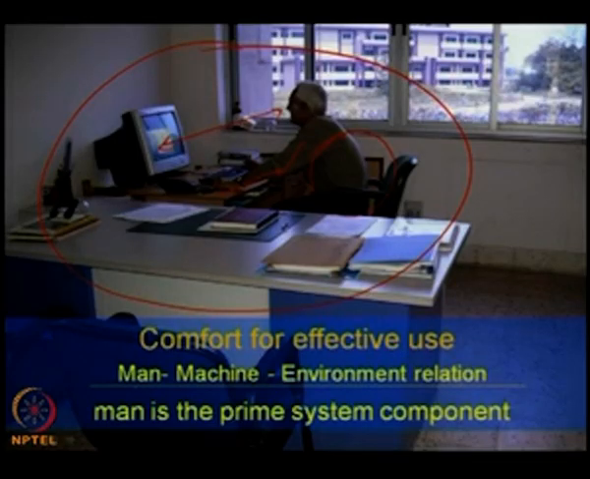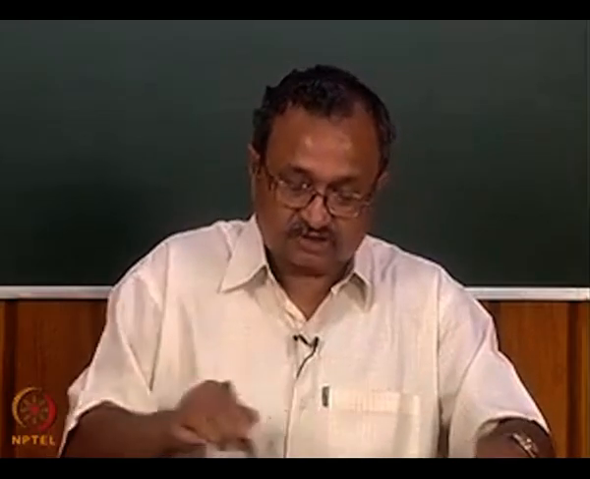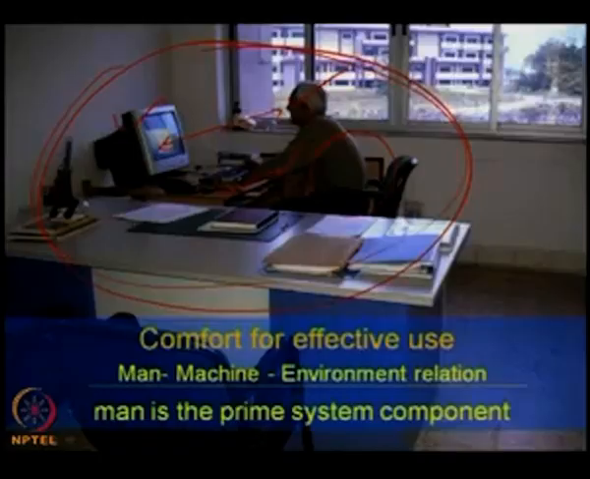In this case, the man, the machine and the whole environment relationship needs to be established, so that a compatible work environment can be created. That is, in this whole system, man is the prime system component. That is the prime issue we need to consider in ergonomics studies and applications.